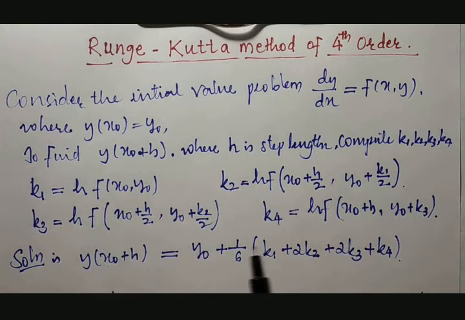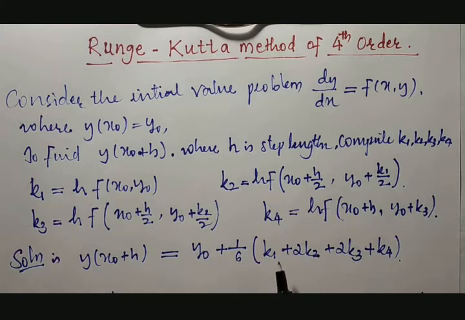Then after obtaining k1, k2, k3, k4, by using this relation we can obtain the final numerical solution, which says y of x naught plus h is equal to y naught, means initial value of y, plus 1 by 6 times k1 plus 2k2 plus 2k3 plus k4. Means this is nothing but an average of k. You may ask, average of k means it must be divided by 4. Why is it divided by 6?